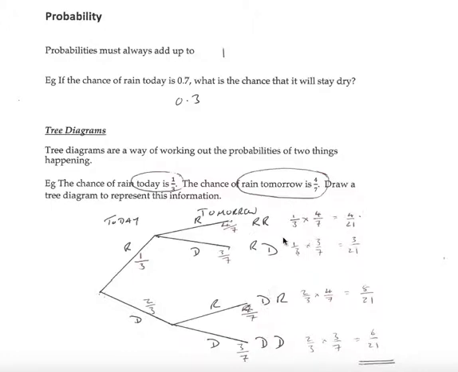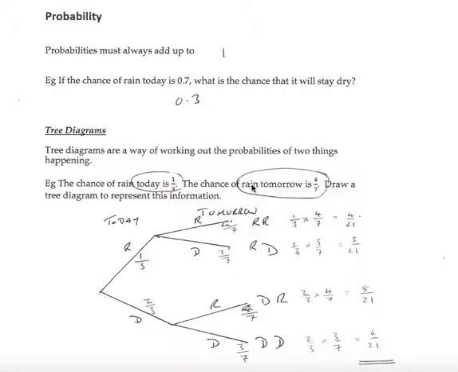It's only after I've laid my tree diagram out to this point that I start putting any numbers on it whatsoever. So now I will go back and say, well, the chance of rain today is 1/3. So today, the chance of being rainy is 1/3. I know that the probabilities from a particular point must add up to 1. So if the chance of it being rainy is 1/3, the chance that it's dry must be 2/3. So that's where these two numbers come from.